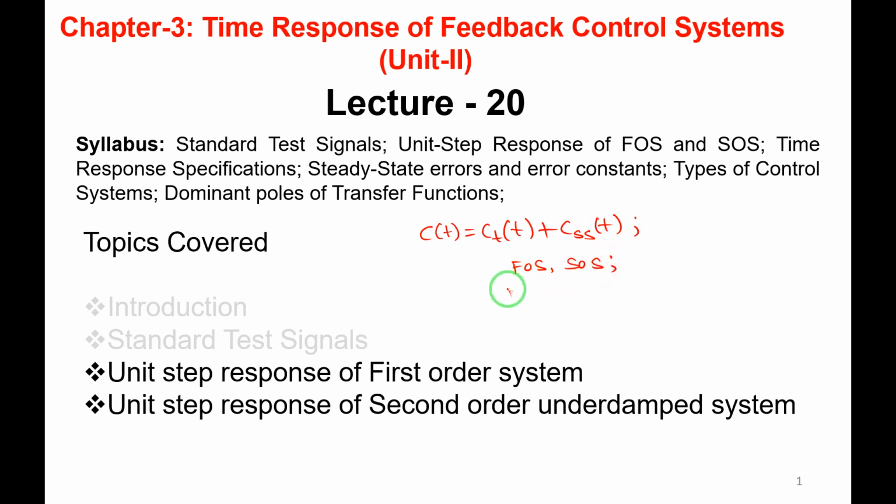If it is a first order system, what is the output we are getting? That we have seen. For a unit step input, it was rising exponentially like this. So this is time t and this is the response C of t. This is for the first order system.